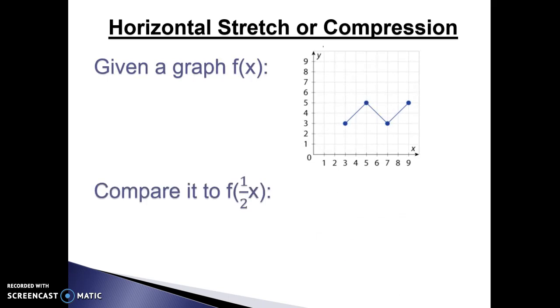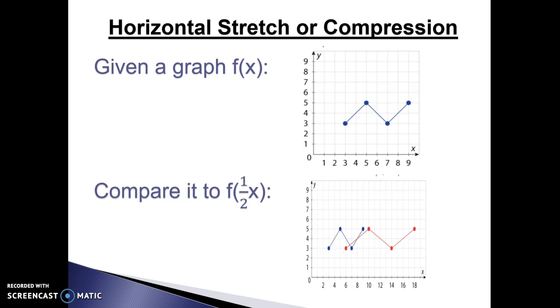Now, if we have f of 1/2 x, it is going to stretch it horizontally. So you can see that anytime it is in the parentheses, it's the opposite of common sense. Right now we have a small number, 1/2, but it actually stretches it. So it's the opposite. Normally on vertical stretch and compress, if it was a small number, it would shrink it, but because it's inside the parentheses, it does the opposite and it stretches it.